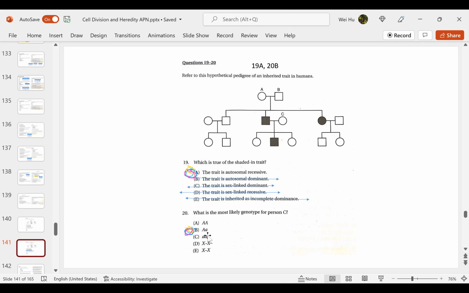Okay, good. So now we are going to move to a new chapter. You have more questions, you can practice at home. And we're going to move to molecular biology.